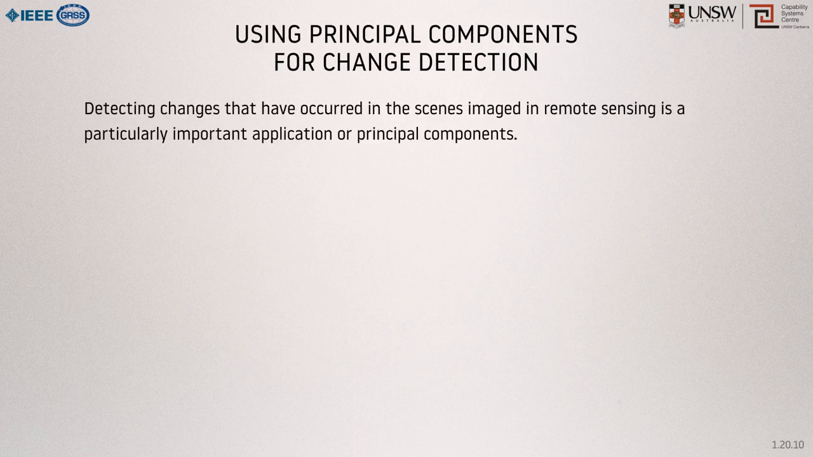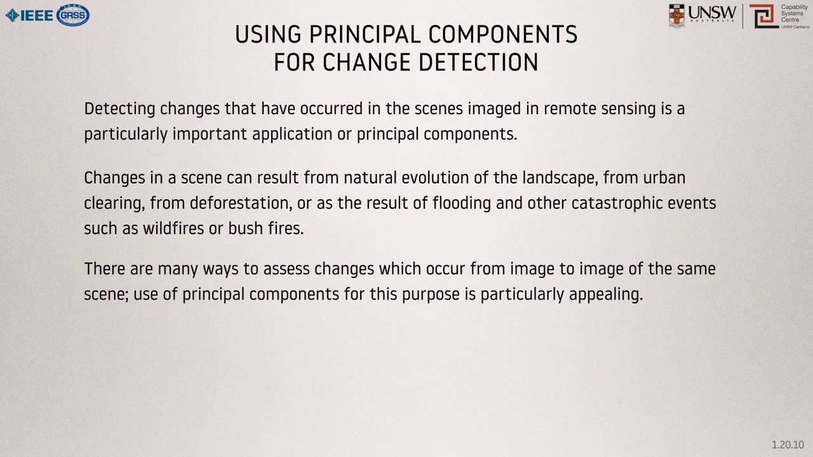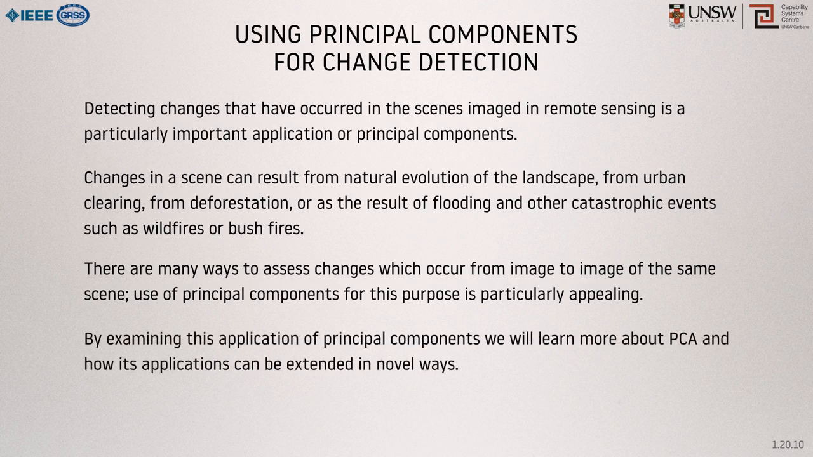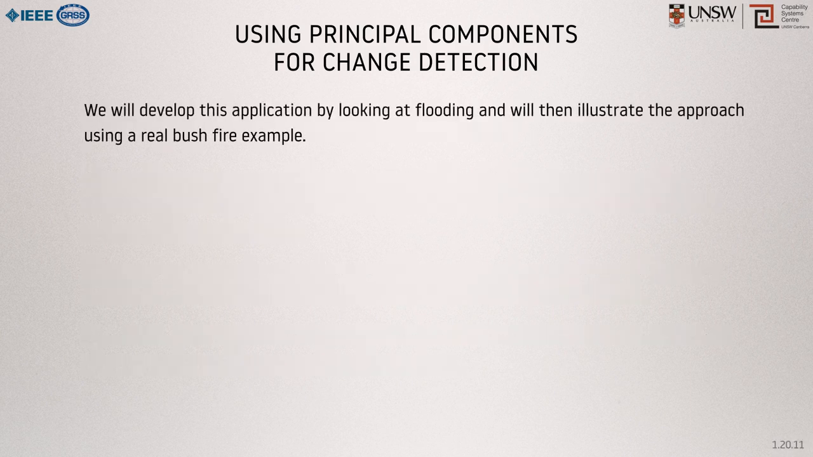We now come to a very interesting application of principal components, which had its origins in a 1979 conference paper and has been rediscovered many times since. It relates to the use of principal components to detect features which have changed from image to image in a multitemporal dataset. We will develop this application by considering a model flooding example, following which we will look at a real case involving bushfires.